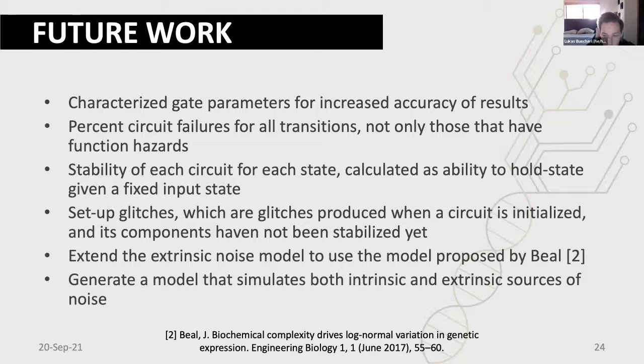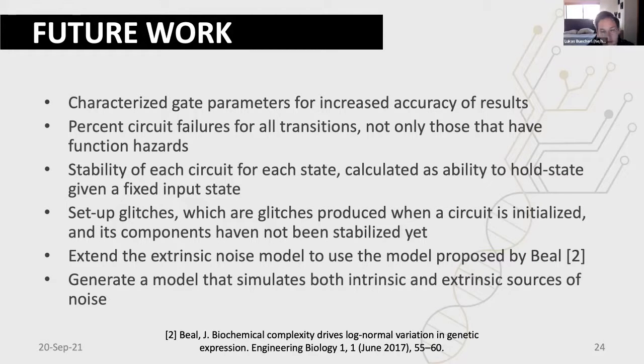So that is kind of where we are right now. We have a lot of ideas for future work. First of all, it would be awesome if we could characterize gate parameters. Right now we have default parameters, but actually getting parameters from checking the gates in the wet lab would increase the accuracy and be super interesting to see how close they actually are.